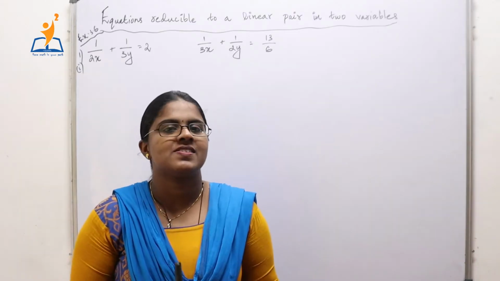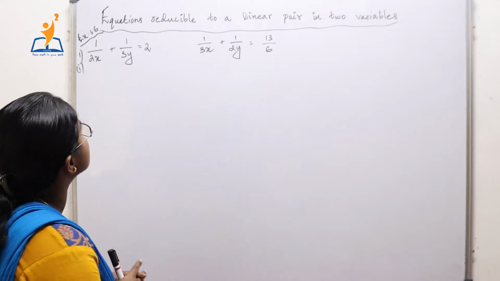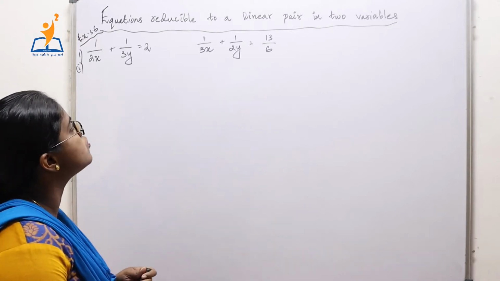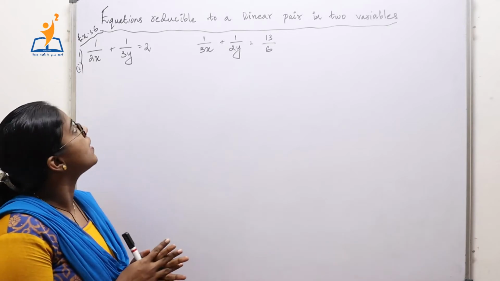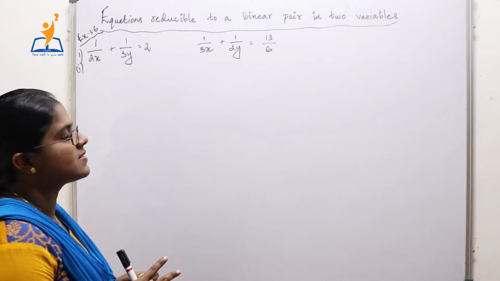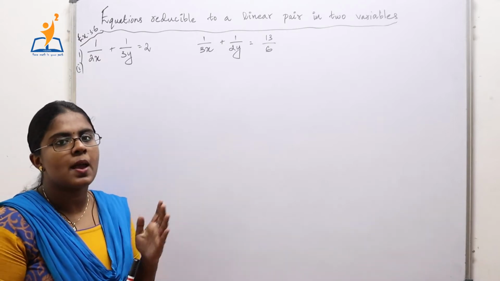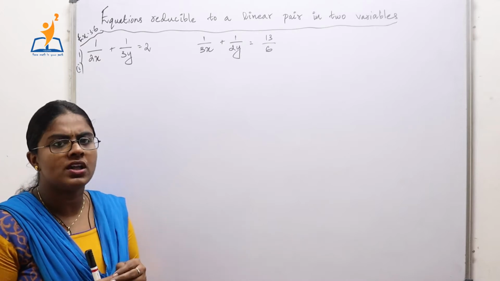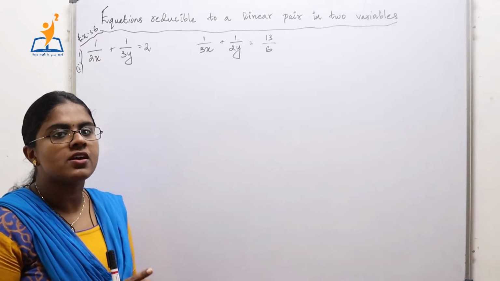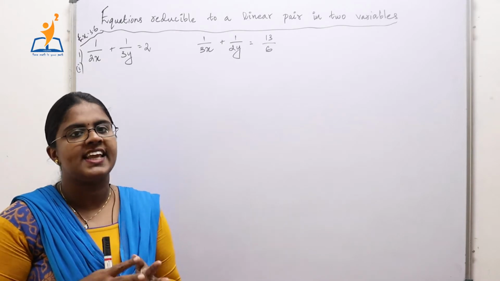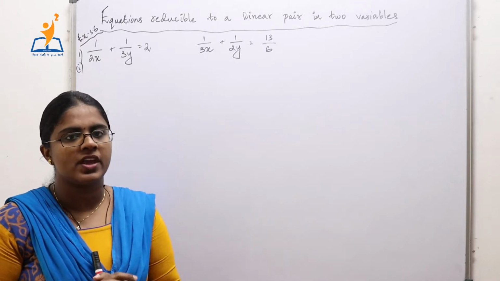So the first question from exercise 3.6 is 1 by 2x plus 1 by 3y equals 2, 1 by 3x plus 1 by 2y equal to 13 by 6. So we are given a pair of equations in two variables, but they are not linear. We are asked to find the solution for this particular pair of non-linear equations in two variables.